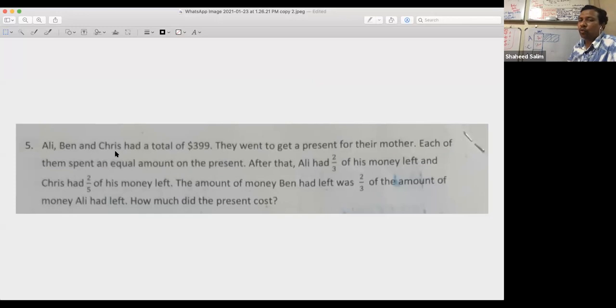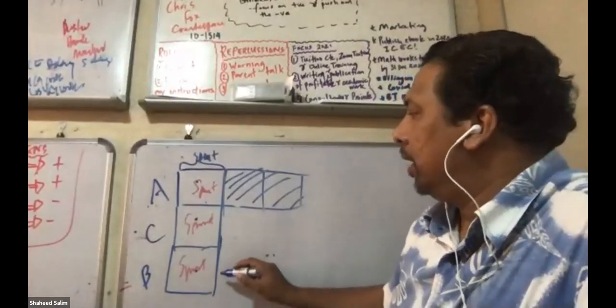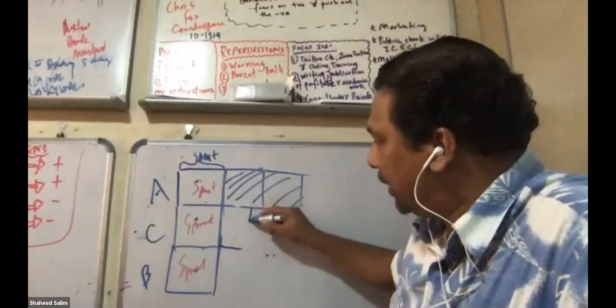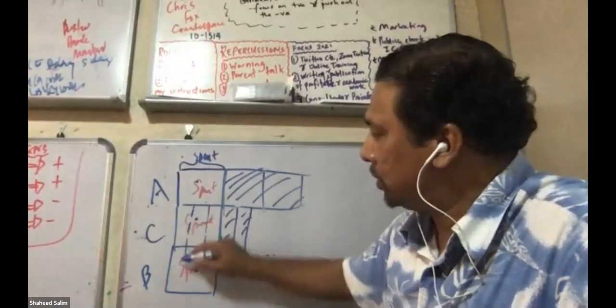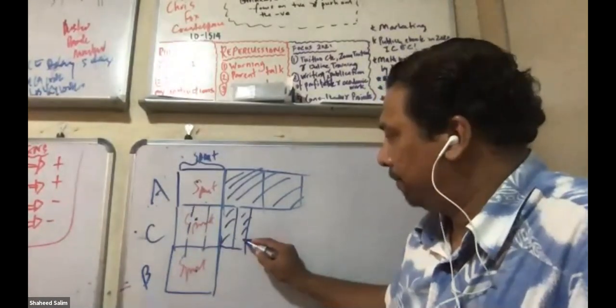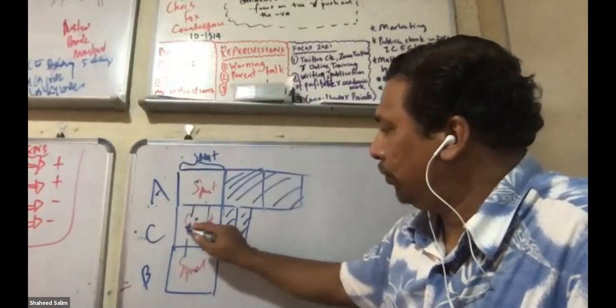So now, down here. After that, Ali had 2/3 of his money left. You see? At first, he got 3 out of 3. He spent 1/3. All right. Then Chris has 2/5 of his money left. Chris now, he has 2/5, means the whole thing is 5 parts. He has 2 parts of his money left. Means this one must be 3 parts now for Chris, because altogether there's 5 parts for Chris. So 2 parts he's left, 3/5 is what is spent.